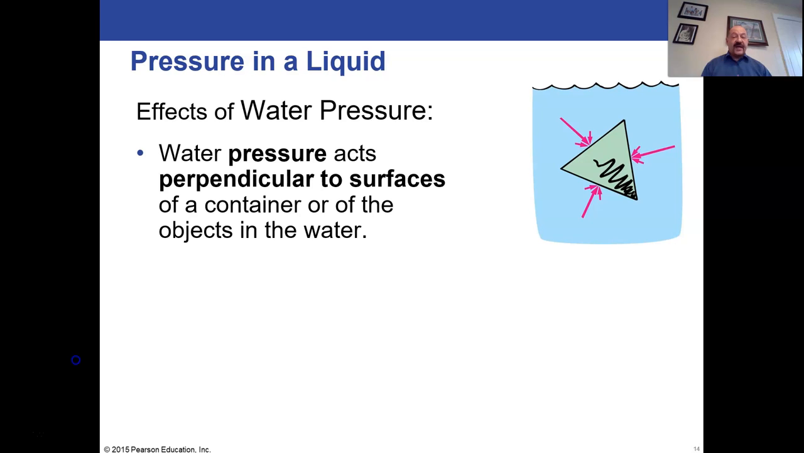All right, so pressure in a liquid. Water pressure acts perpendicular to the surfaces. This is what I was showing you before with my head, and you can see this with the triangle here. No matter what shape the object is, the water pressure will come in perpendicular to that surface, and that will be the force that's felt, the force per area felt for that object.